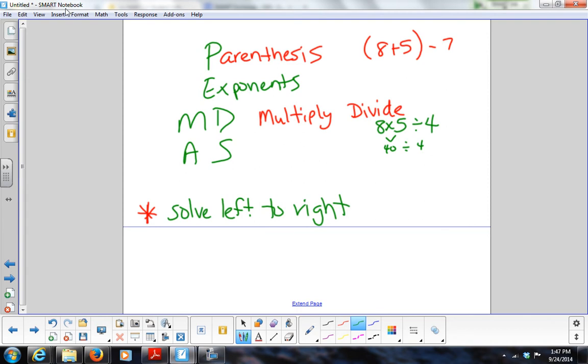All right, and A and S. Gianluca. Add, subtract. Again, solving from left to right. Okay, finish taking that note so we can go on and finish learning.